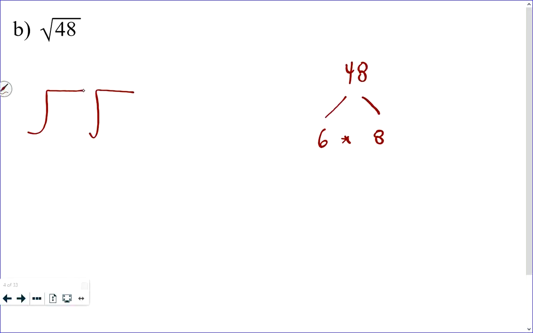I don't think we need to write 8 as 2 times 4 and then change the 4 to 2 times 2. This is 2 times 3 times 2 times 2 times 2. And you can verify if you like right now, either in your calculator or with your brain, that 2 times 3 times 2 times 2 times 2 is 48.